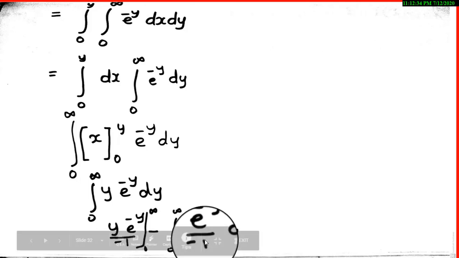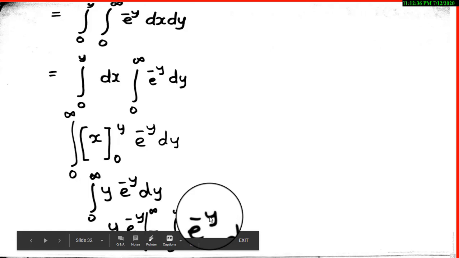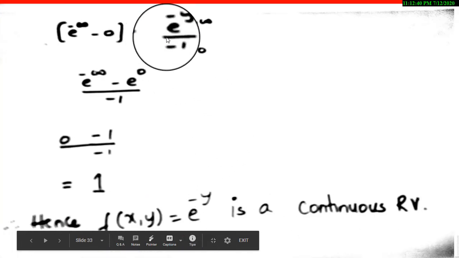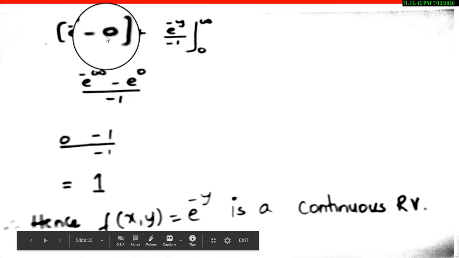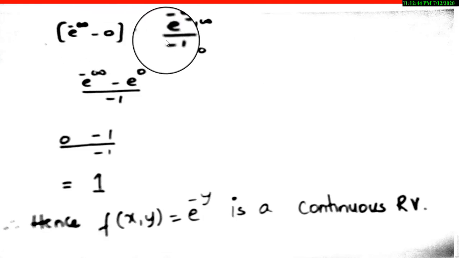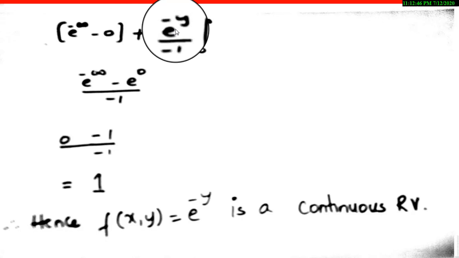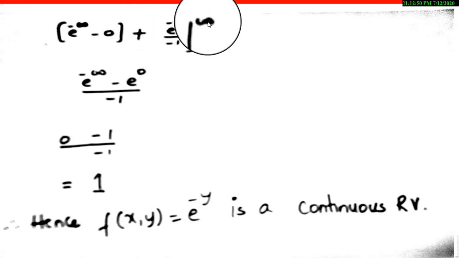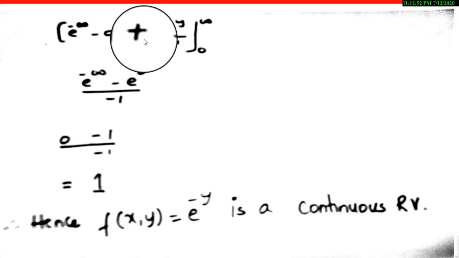This minus and that minus will become a plus. Okay, so I'll be getting the values over here as e power minus infinity and 0, plus over here I have solved e power minus infinity minus 1 over the limit 0 to infinity. How has this plus come? Over there we had a minus outside and one more minus, so it has become plus.